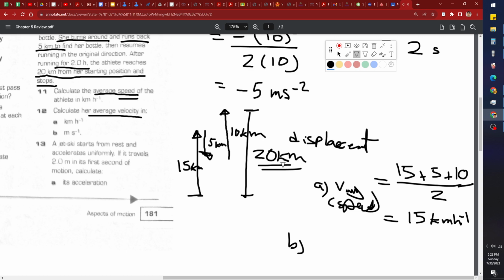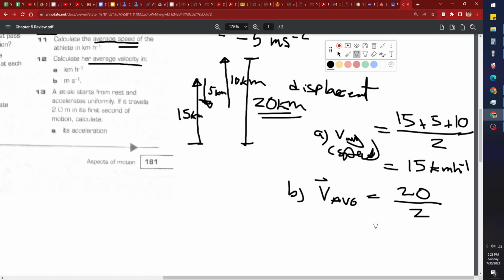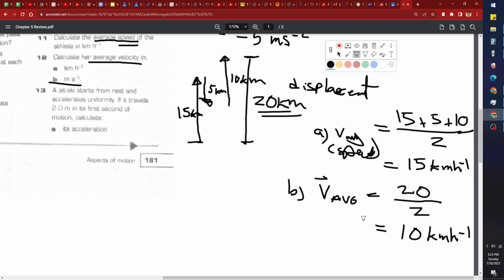So that is displacement. And for average velocity, I put this arrow to distinguish it from the speed. It's just the displacement, which is 20, divided by the total time, which is still 2 hours. And then we can see that she ran an average of 10 kilometers per hour. Okay?